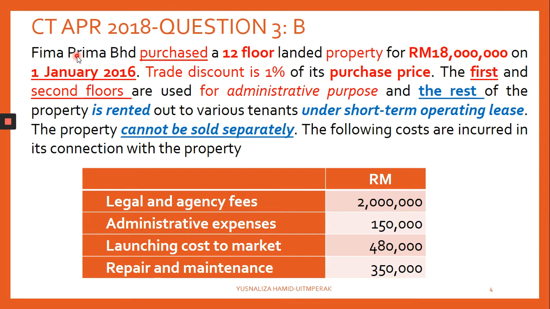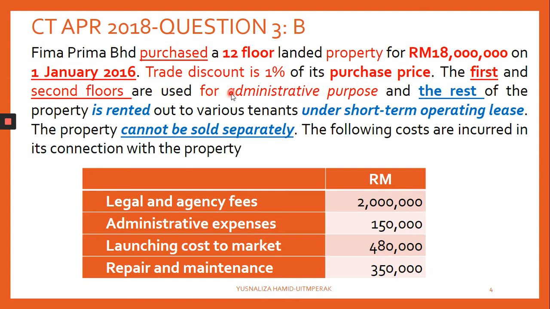Next, we have a company, Fima Prima Berhad, that purchased a 12-floor landed property. The landed property is like a multi-level property. You have 12 floors, and that costs 18 million for the whole 12 floors, purchased on 1st of January 2016. The trade discount is 1% of the purchase price. So the purchase price is 18 million, and you are given a discount of 1%. This 1% discount must be deducted to get the correct price for the initial cost.